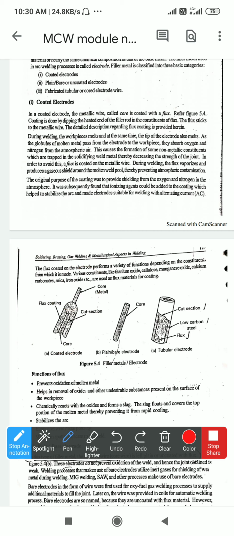Because of this core, the arc is generated, because metal is a good conductor of electricity, due to which the arc is generated. Because of that arc, the flux which is coated onto this core starts to melt and starts to deposit above the metal. Okay, understood? Now next we will go with the functions of the core.